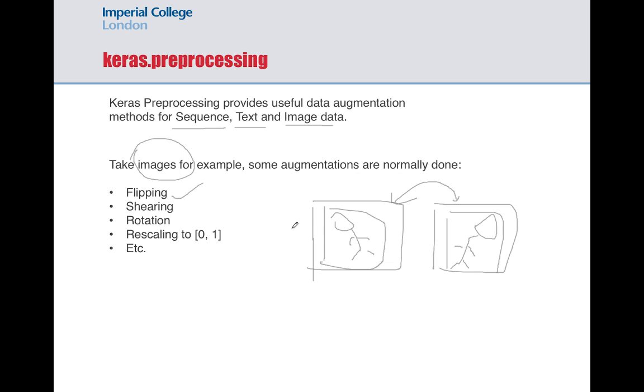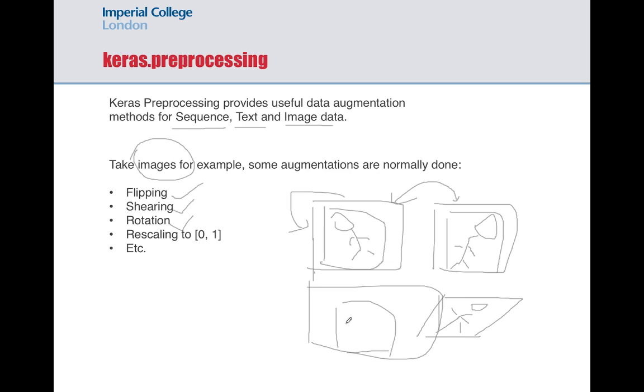Okay. And next is shearing. I think it's difficult to draw shearing, but you can picture something like this. Yeah, it is sheared somehow. And rotation, of course. After rotating 90 degrees, this is still Fu Qiang, right? After rotating 90 degrees, it's still Fu Qiang there.